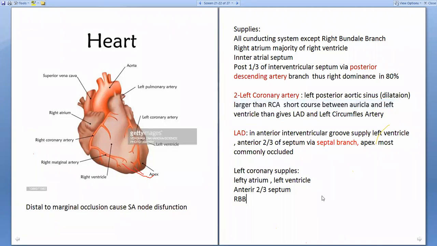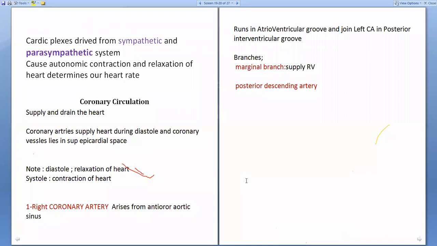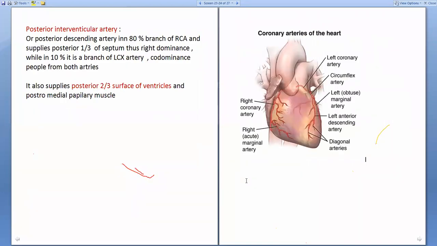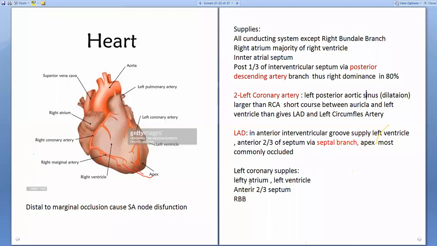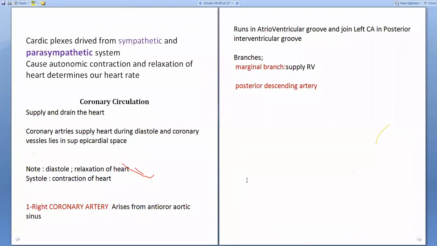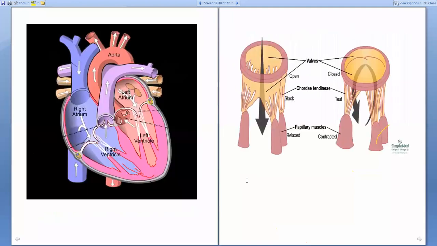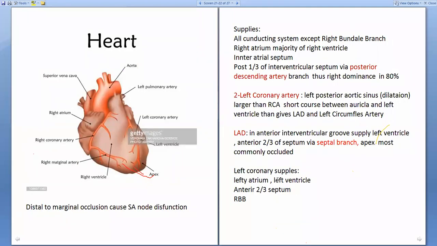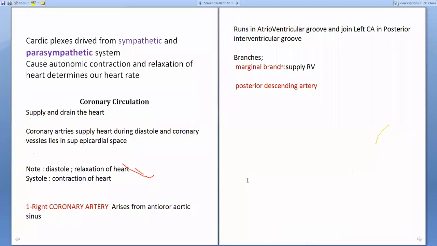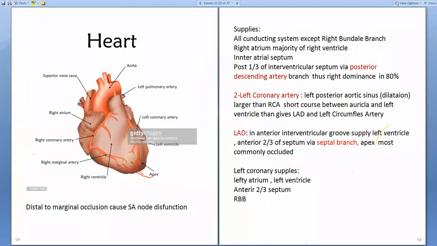Okay. So if we just brief it, the left coronary artery supplies the left atrium. Obviously, we know from the name. So it supplies the left atrium, and the left ventricle.